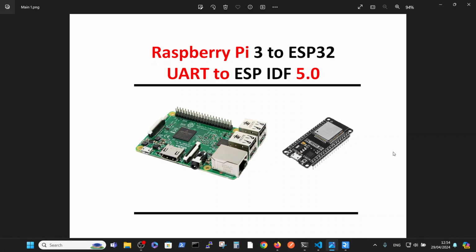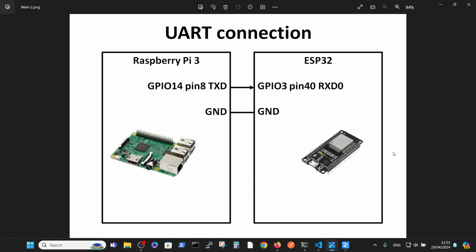Hello, today we are going to examine the connection between Raspberry Pi and ESP32 via UART. So basically we'll send a UART message from the Python program installed on the Raspberry Pi 3 and receive this UART message on the ESP32 running ESP IDF 5.0. In order to do so, we connected two pins.